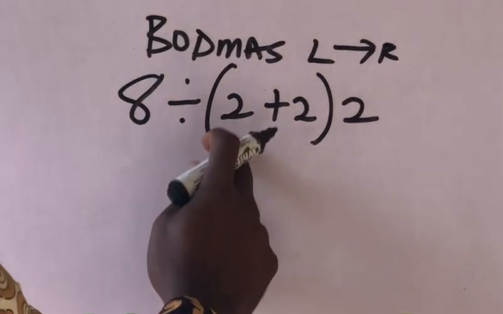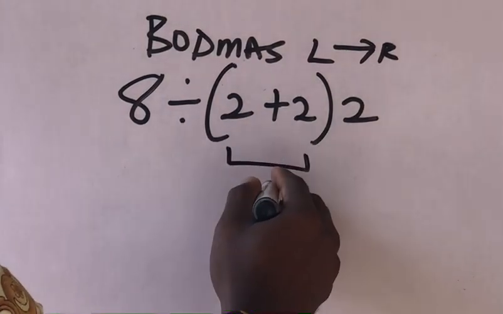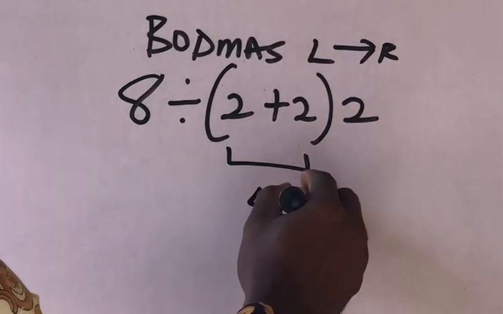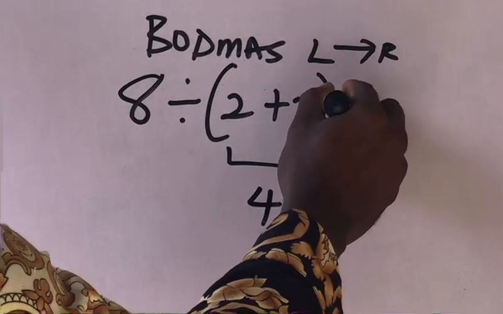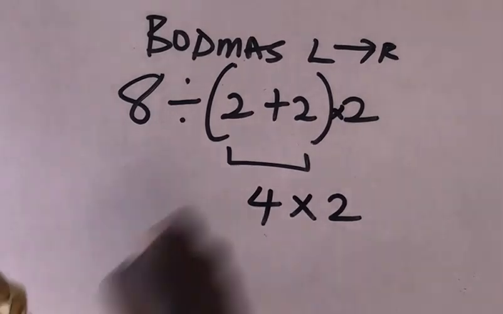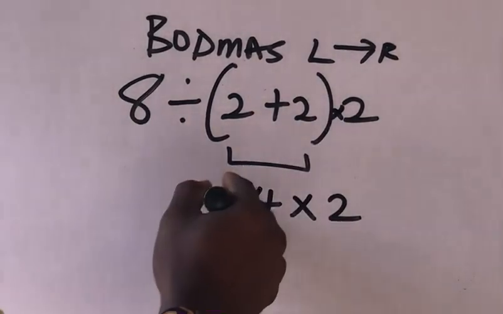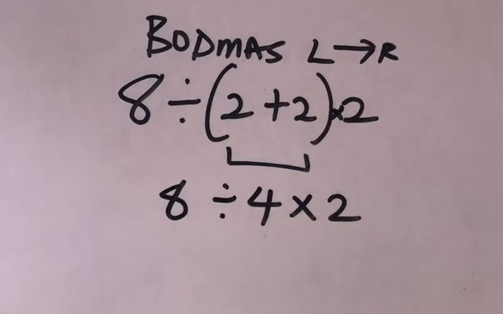First of all, we drop the bracket. This will give us 4 times 2. Remember, there is an invisible multiplication here. Whenever a number is close to parentheses like this, it means multiply. So, we put our divide by 8 here.